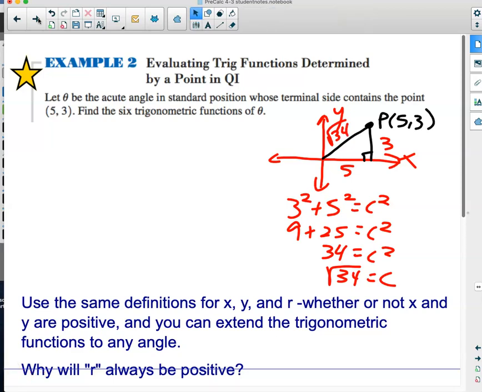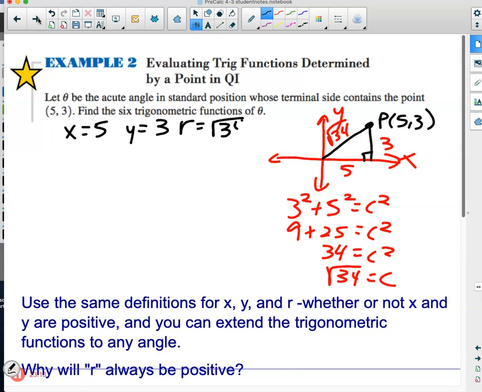So at this point, it's up to you. You could certainly label this x is 5, y is 3, r is the square root of 34, and you could use the coordinate trig. But I'm thinking at this point, most of you would probably just say, I'm going to use my picture. It's sitting right there. Why would I use coordinate trig for this one? And I'm with you. Coordinate trig, typically I'll save that for the quadrantal angles, the special angles.